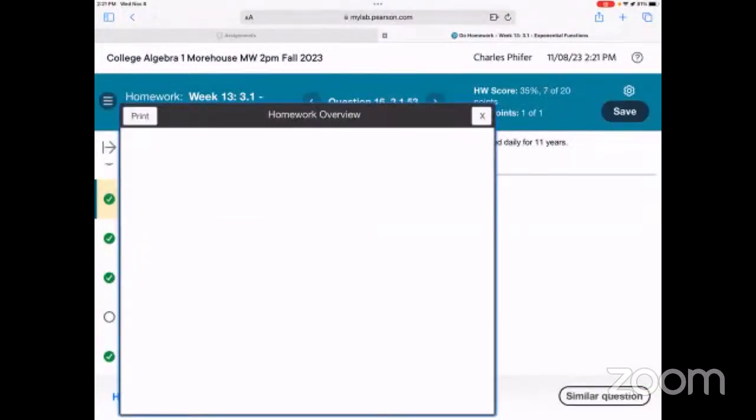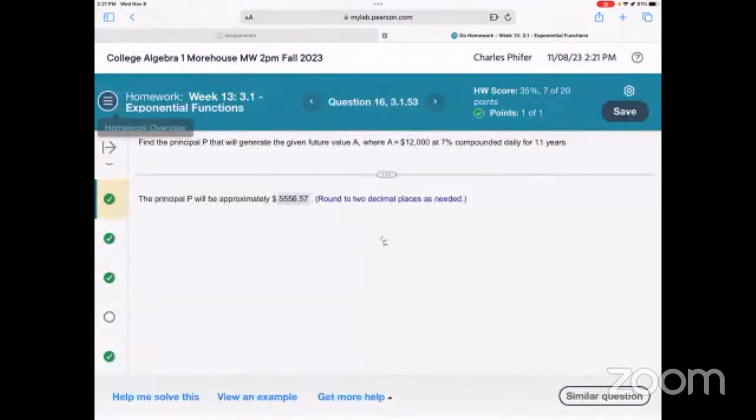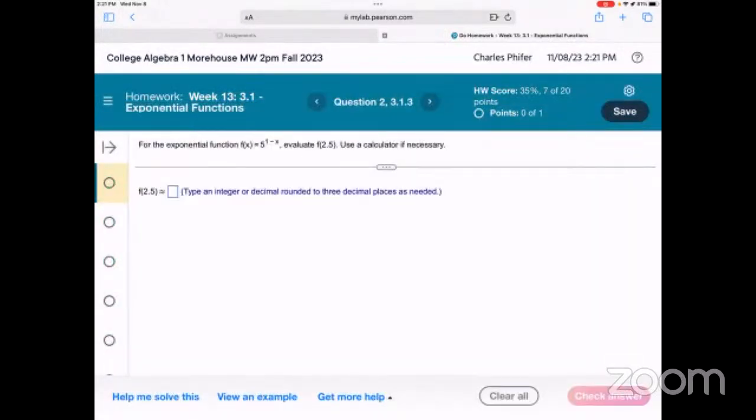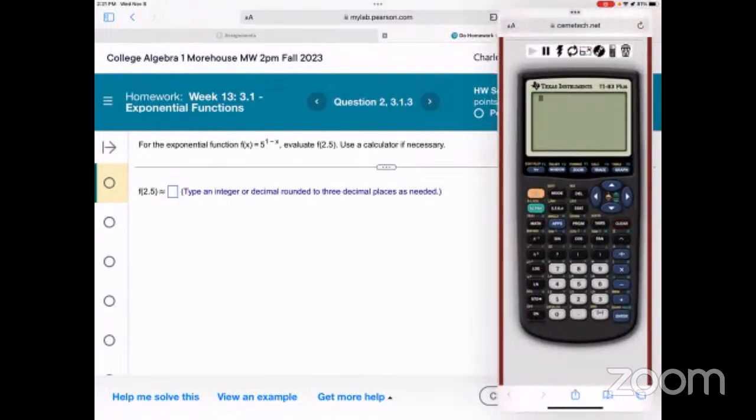Hey, Google, give me a random number between 1 and 20. Here's a random number, 2. Okay. For the exponential function, evaluate f of 2.5, use a calculator if needed. So all I'm going to do is go to my y equals. I have 5 to the power of 1 minus x. Let me practice my typing. So 5 hat parentheses 1 minus x, which is like this thing. Close parentheses. Okay.